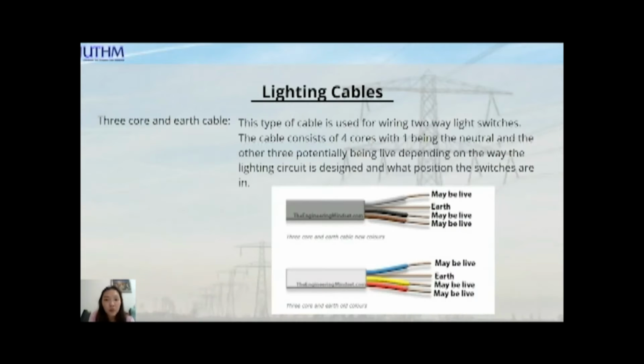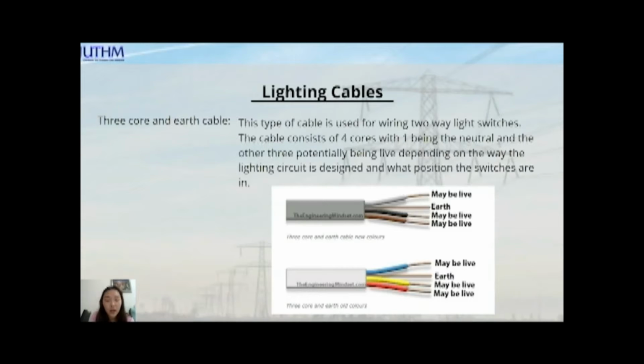This type of cable is used for wiring two-way light switches. The cable consists of four cores, with one being the neutral and the other three being live, depending on the way the lighting circuit is designed and what position the switches are in.